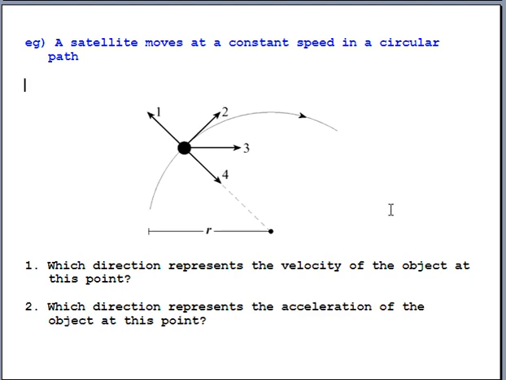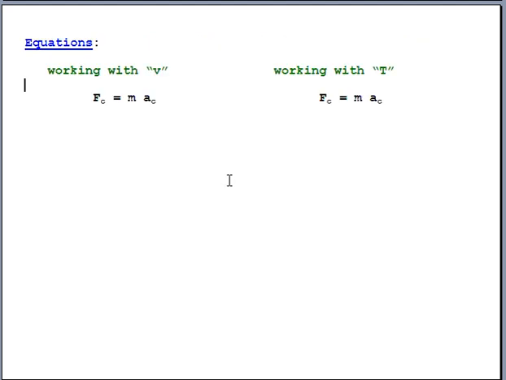Here's a different question for the same picture. Okay, so still the satellite, constant speed, circular path. Which direction represents the acceleration of the object right now? Which way is it accelerating? Well, it will accelerate in the direction of the net force. And there's only one force making the net force. It's gravity, in towards the Earth, in towards that central body that's there. So that would be 4 for the direction of the acceleration, in towards the center of the circle.